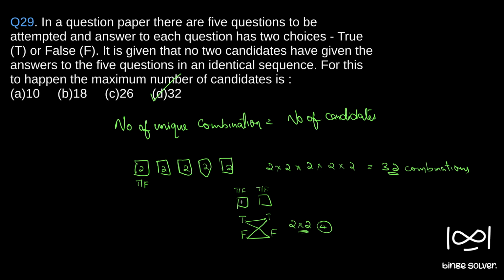Similarly, when we have 3, 4, 5 questions to answer, it becomes: how many possibilities here, into how many possibilities here, into how many possibilities here. So that's how we get 2 into 2 into 2 into 2 into 2. If you are still confused about it, you have to read about the permutation and combination section.